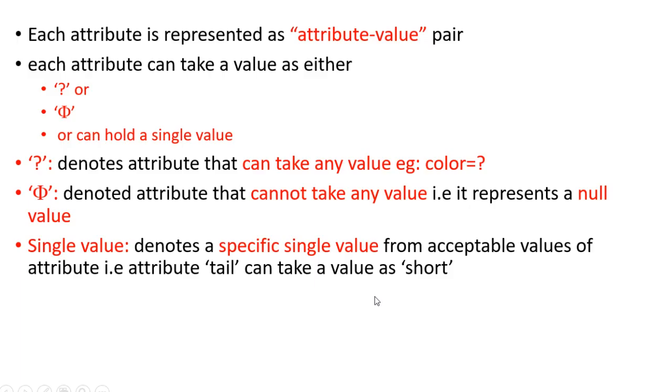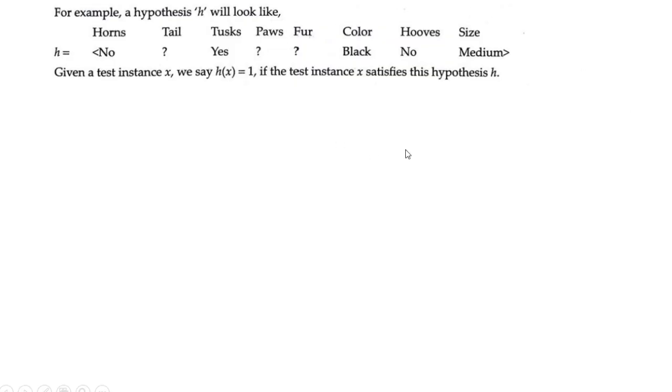And it can also take a single value. So we can say tail as short. I can say color as black. So that would be a single value. So every attribute can either take question mark, or it can take a null value, or it can hold a single value.